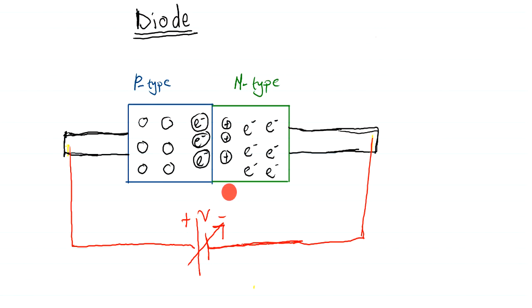As you can see in the picture in front of you, we have a DC voltage. We have a battery connected across the terminals of the diode.